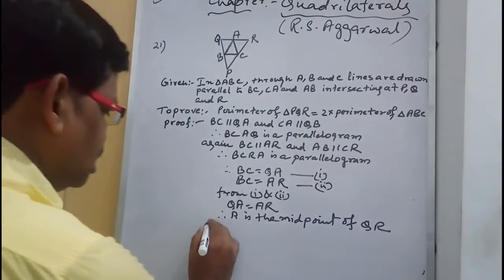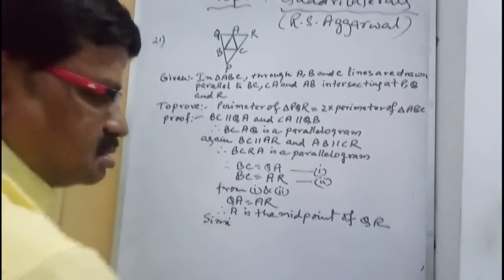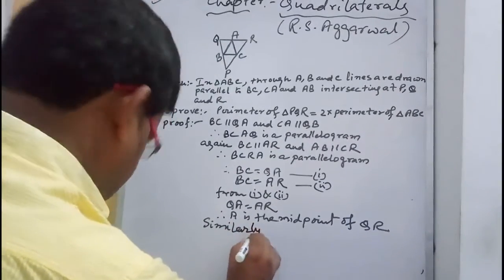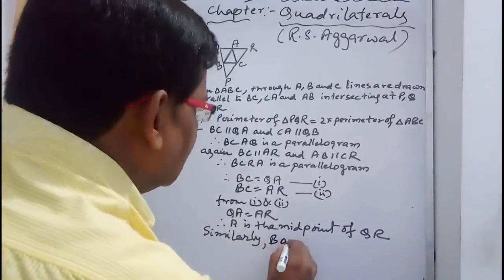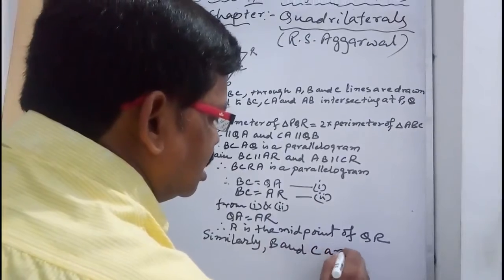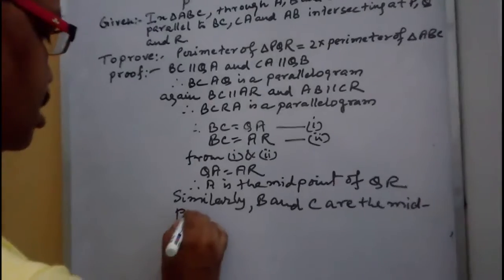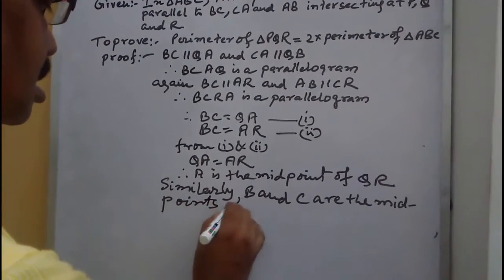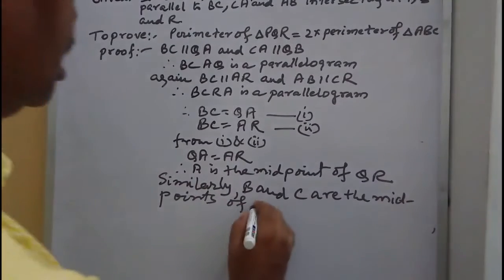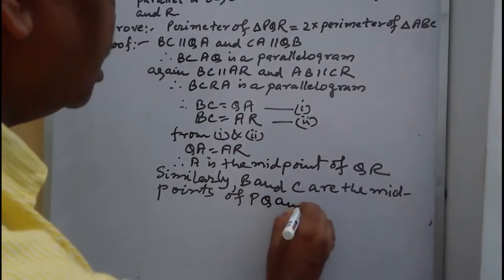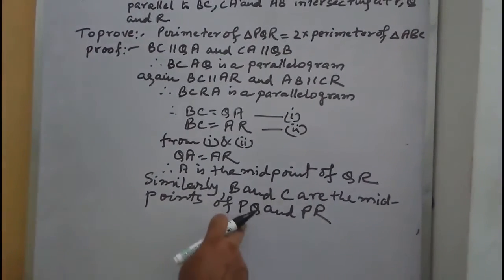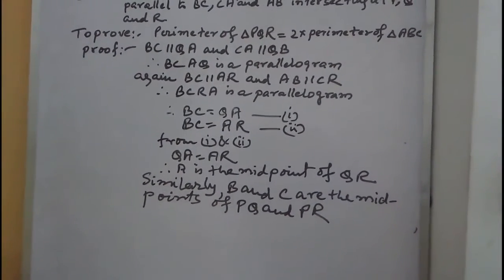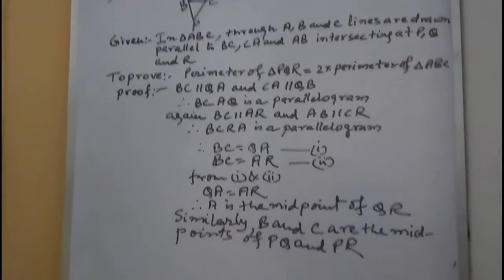Similarly, B and C are the midpoints of PQ and PR. Therefore, B and C also become the midpoints of PQ and PR, like that one.